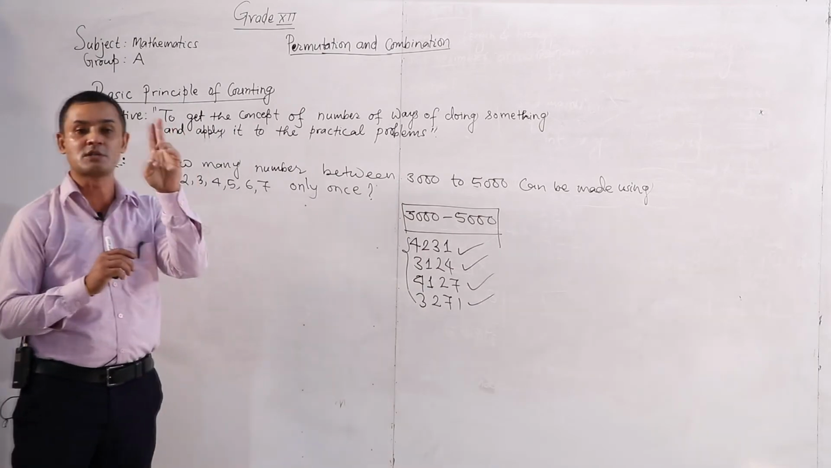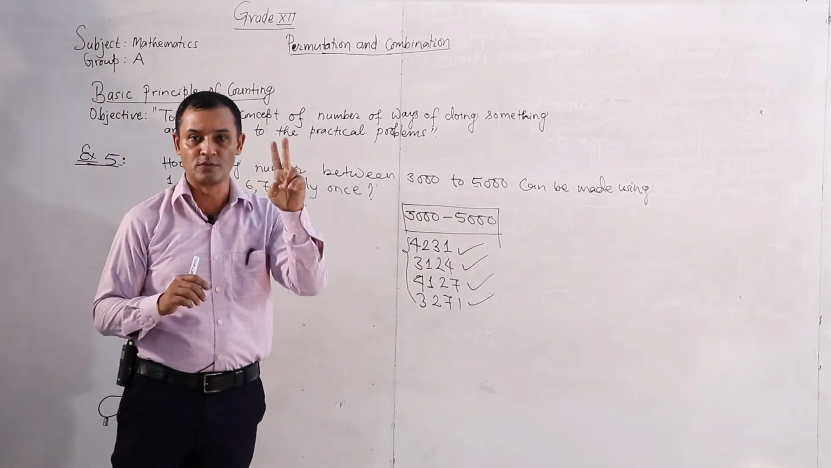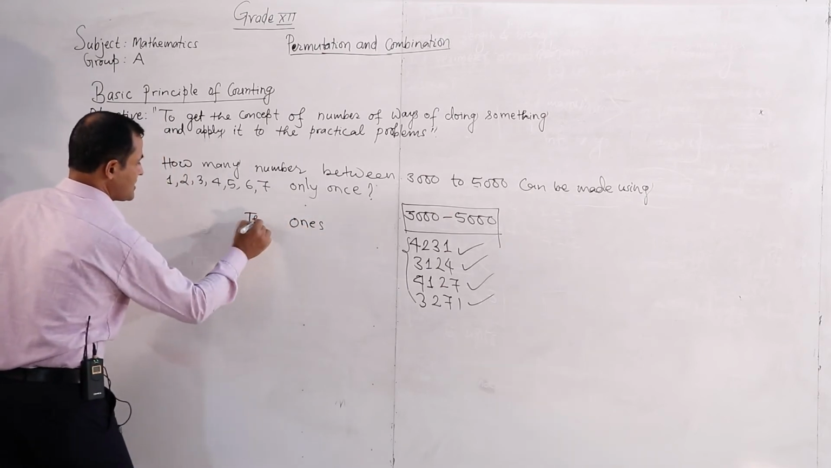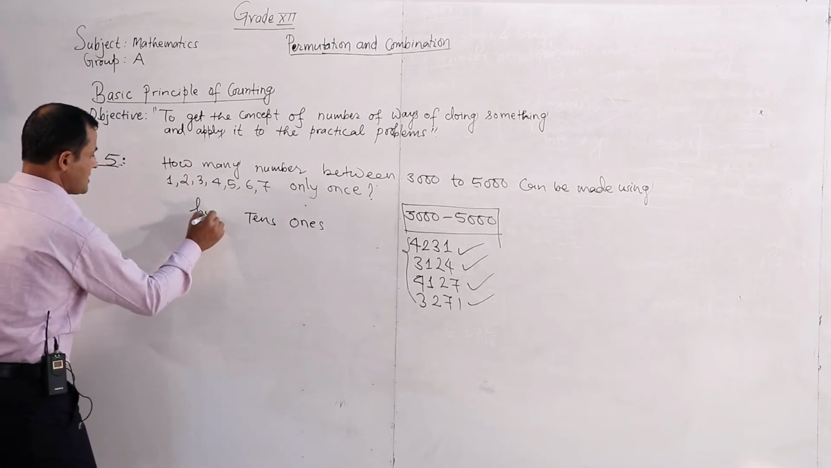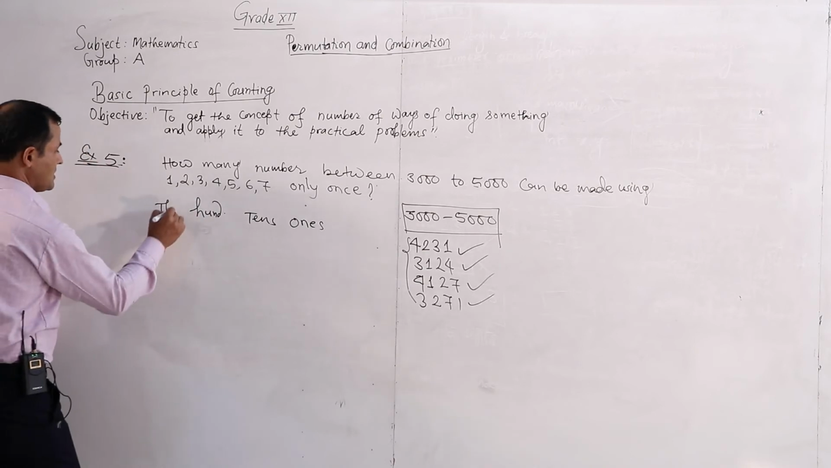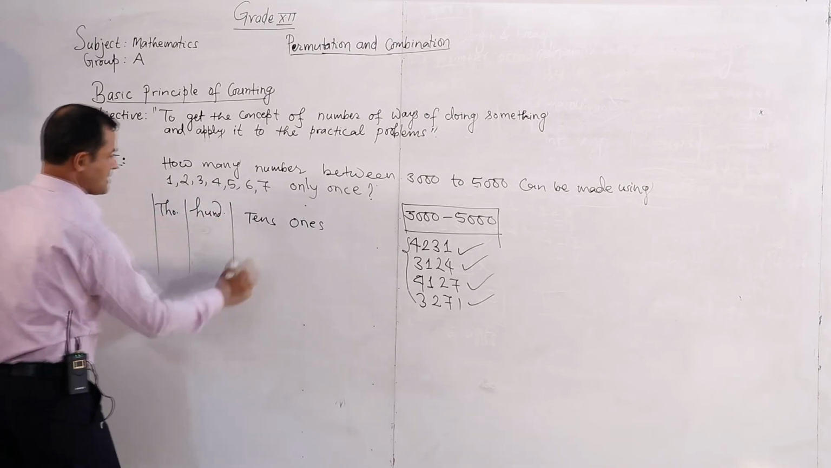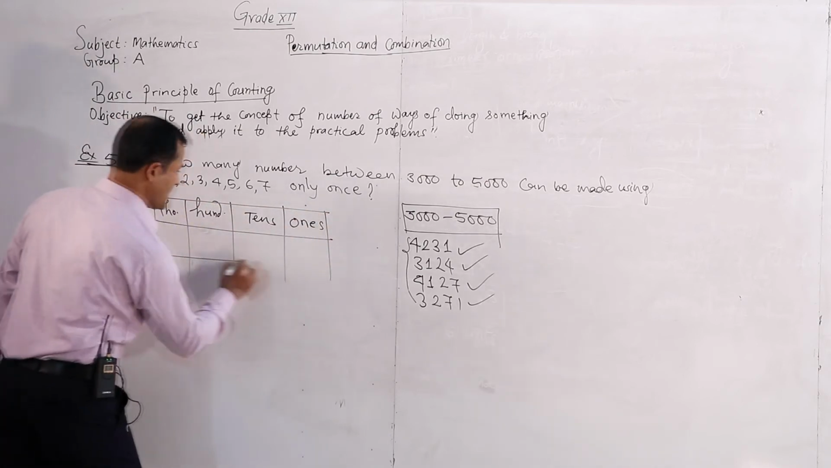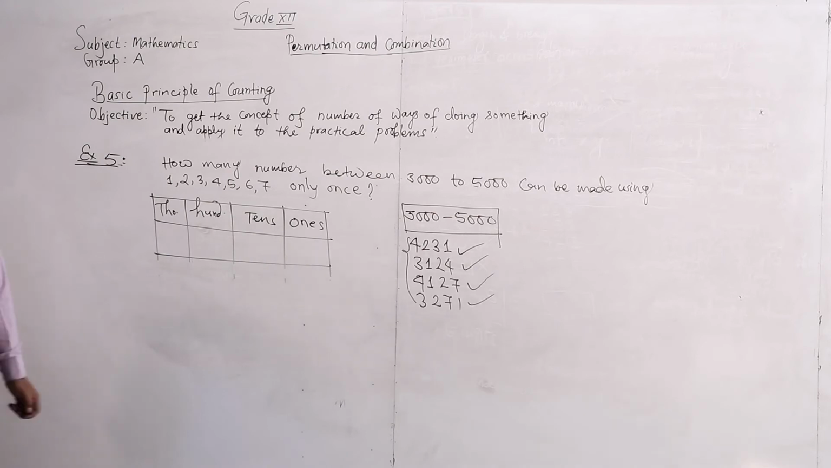So how many choices do we have? Just 2. So ones, tens, hundreds, thousands. Let's calculate the choices and then multiply them to get the answer, okay?